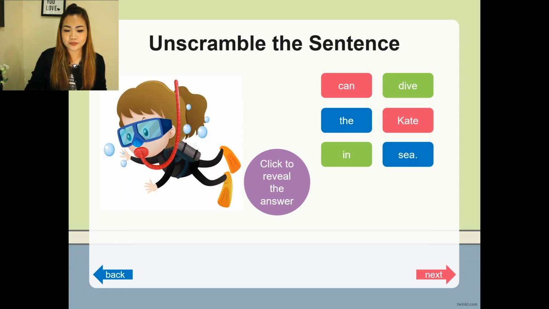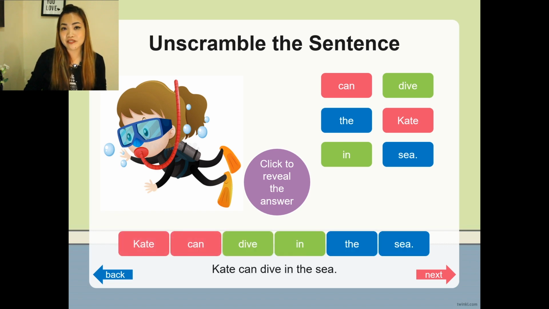Okay, there you go. Next, unscramble these words again and make your own sentence. I will give you time to think. Capital letter, the beginning. Yes, Kate can dive in the sea. Wow, you're making progress. Good job. Kate can dive in the sea.